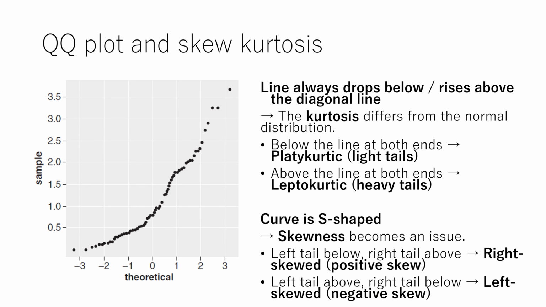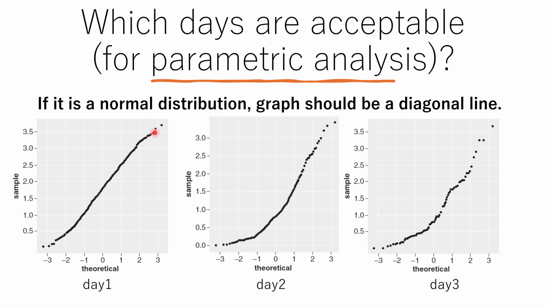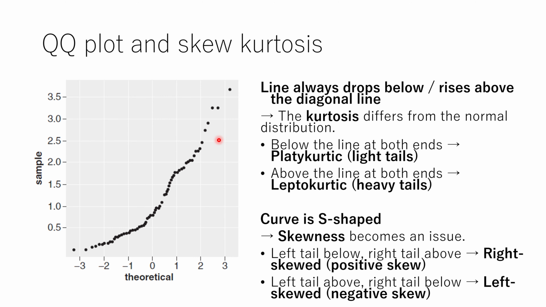In this case, I think day 1 holds normality, but for day 2 and day 3, the shape is far from the diagonal line, and this is skewed, or there is skewness or kurtosis.